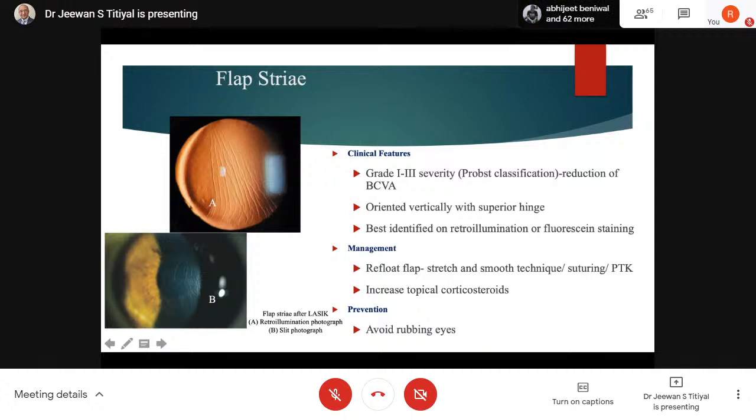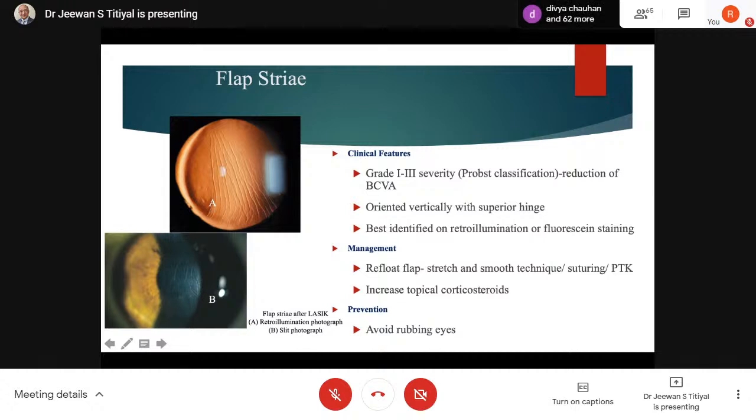Normally seen within the first few days. If this type of wrinkling is there, that is called flap striae, and it has to be immediately taken care of. Normally they'll start from the hinge area, because this is an attached area, and they go across to us. Sometimes there can be a dislodgement of the flap also.